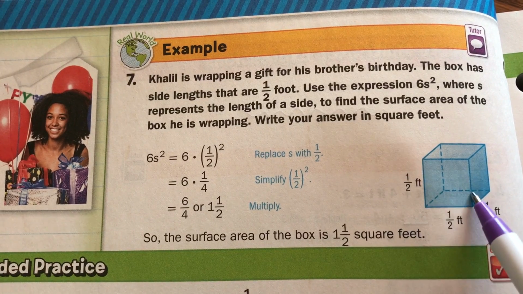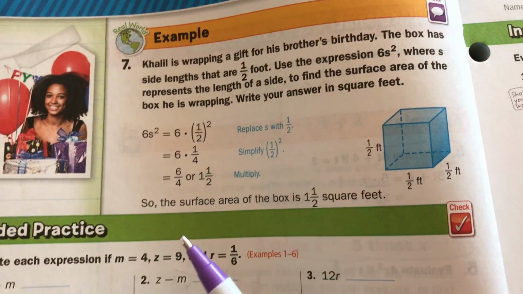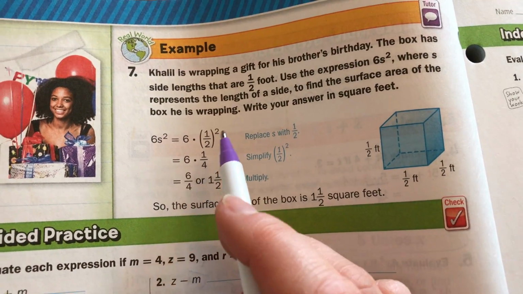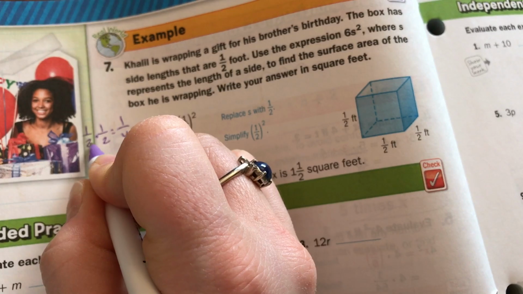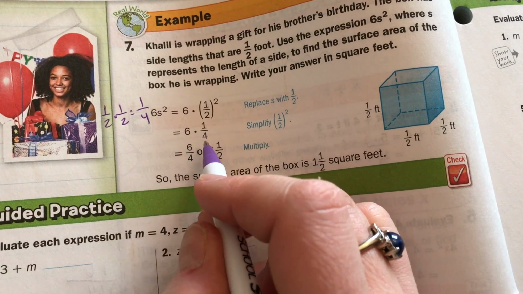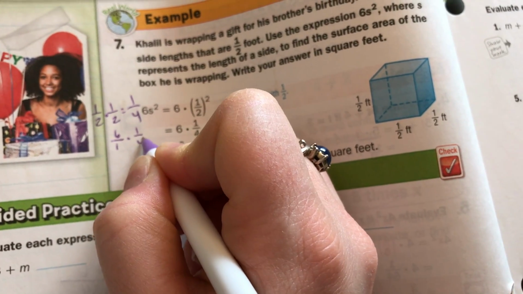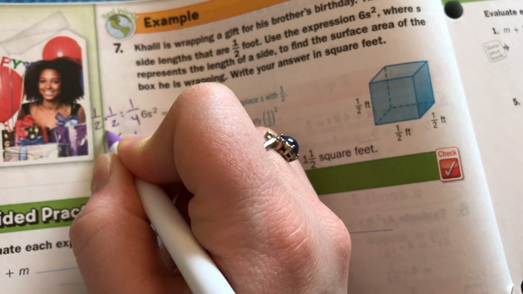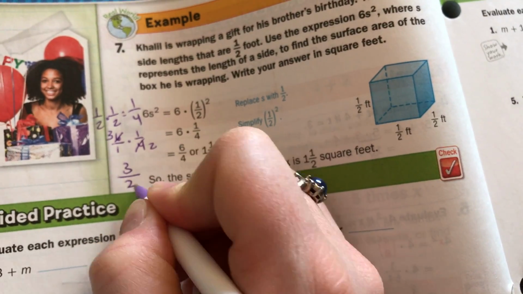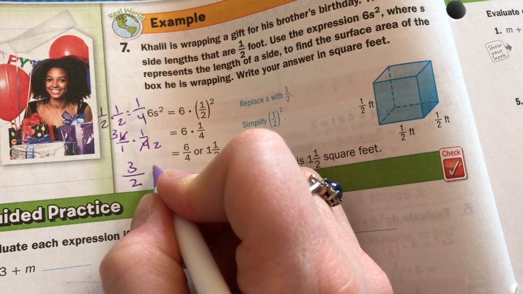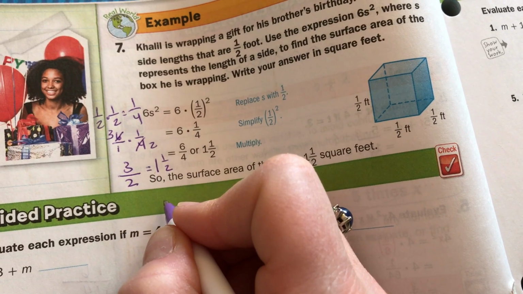So there are 6 sides to the box. Each side of the box has an area of 1/2 times 1/2, which is 1/2 squared. So we did the exponent first. 1/2 times 1/2 equals 1/4. 1 times 1, 2 times 2. Then 6 times 1/4. You can divide both of those by 2, which gives you 3 times 1 and 1 times 2. So 3/2 is 1 and 1/2. 2 goes into 3 once, and then there's 1/2 left over.